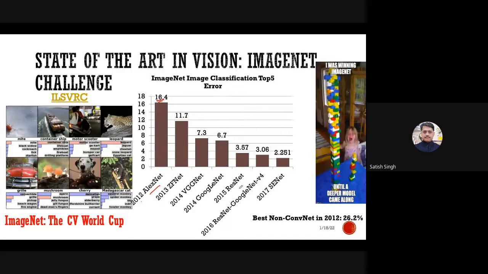In 2015, ResNet came into the picture, that is a residual network. The error rate decreased to 3.57, then 3.06, and then 2.25. So from 2015 itself, these machines have beaten humans. Machines started producing better performance than humans from 2015 onwards for the typical image recognition task.